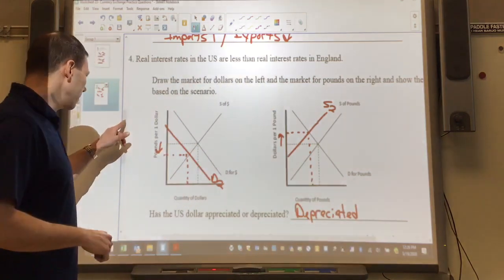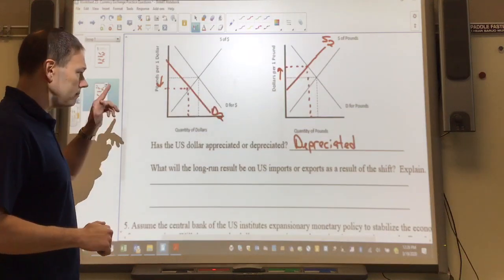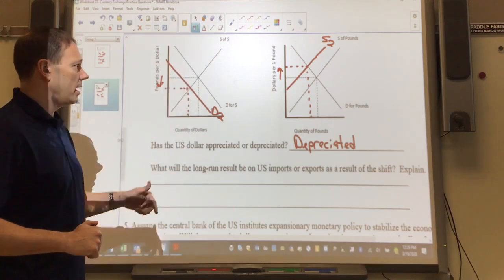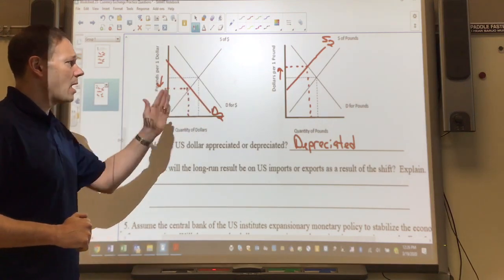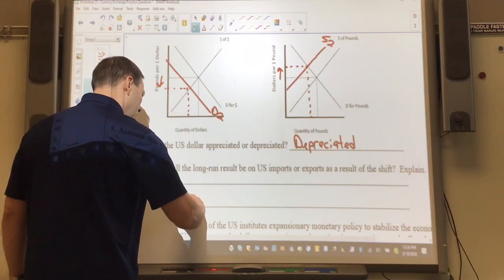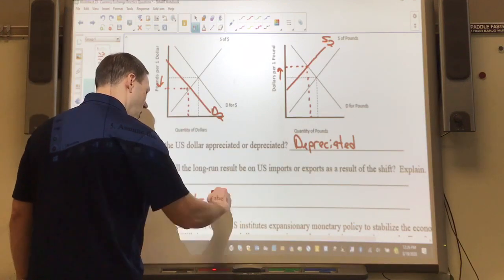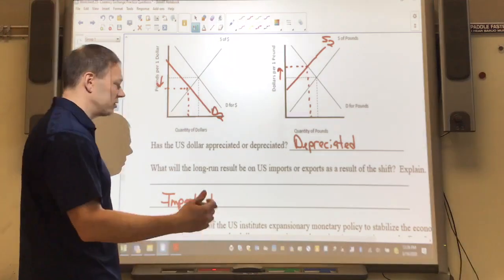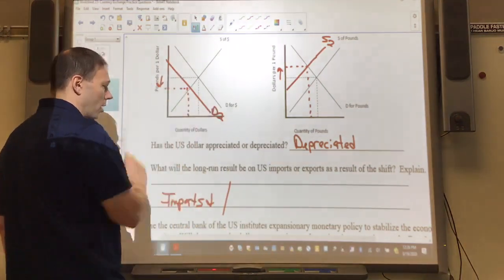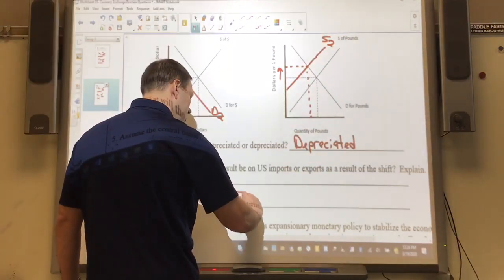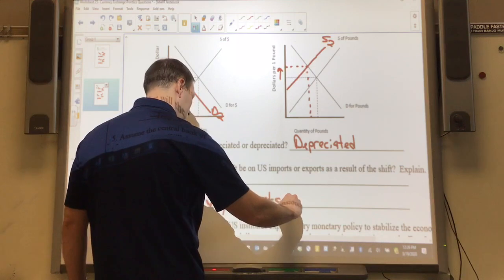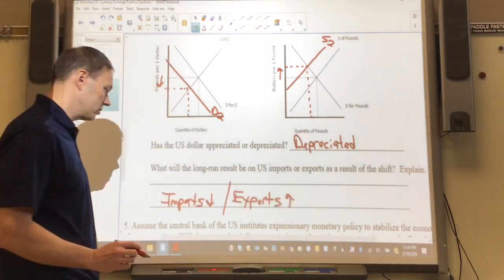Now, that being the case, if the dollar has depreciated and the pound has appreciated, so now it takes more dollars to get a pound, well, we're not going to buy as many of their goods because pounds have become more expensive, so imports decrease. On the other hand, our stuff just became cheaper, so they're going to start buying more of our stuff, so that's going to cause exports to England to increase.